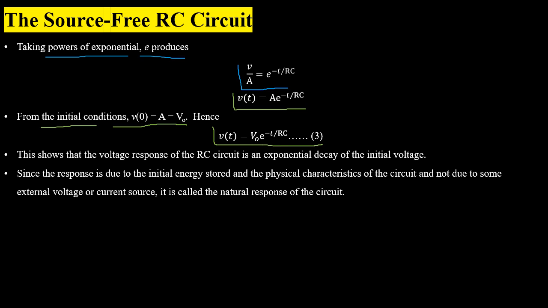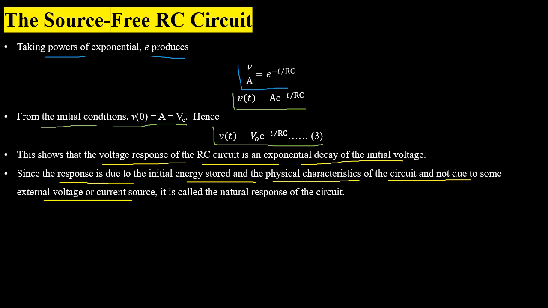And from this we can say that the voltage response of an RC circuit is an exponential decay of the initial voltage, because exponential with negative power is a decaying function and its value will decrease as time increases. So as capacitor will release its energy to the resistor, the initially stored voltage V0 across the capacitor will decrease exponentially. Since this response is due to energy stored in capacitor and depends on the physical characteristic of the circuit and not due to some external voltage or current sources, this response is also known as natural response of the circuit.